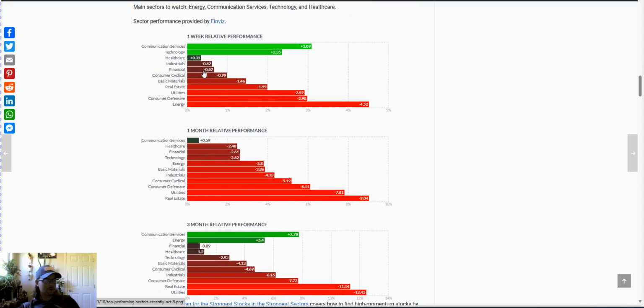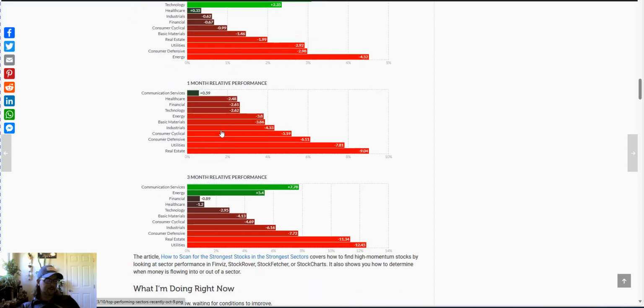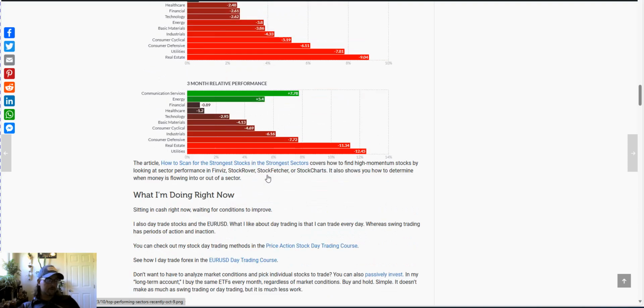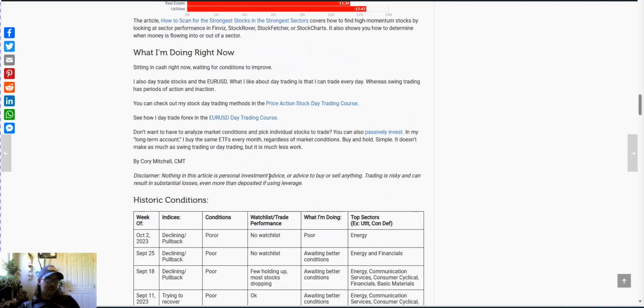It's hanging out. Still lost some last week, but relatively better than a lot of these other sectors. Same with over the last month, it's still hanging in there, and over the last 3 months, one of the better performers. So I'm just staying in cash right now, waiting for conditions to improve.